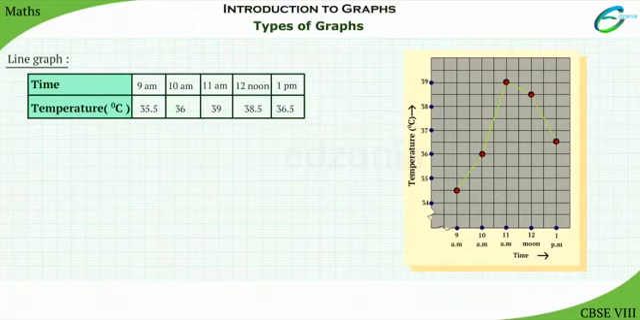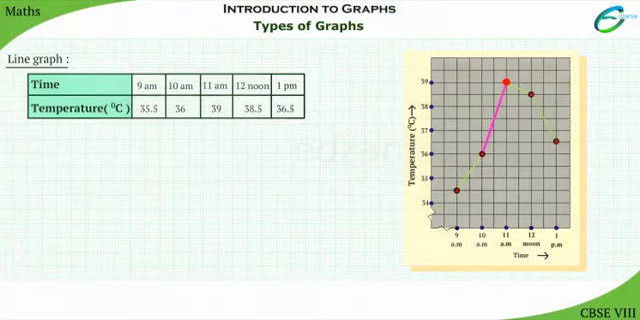What does this graph tell you? You can see the pattern of temperature. It is maximum at 11 a.m. In the interval of 10 a.m. and 11 a.m., the temperature increased to maximum.